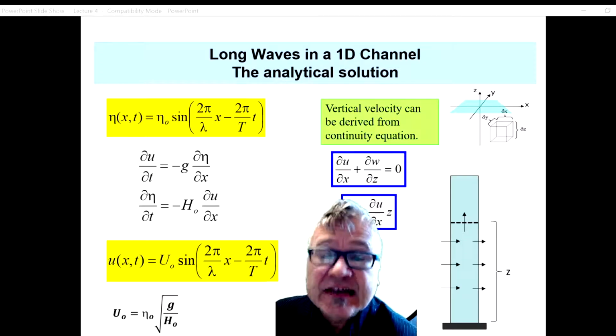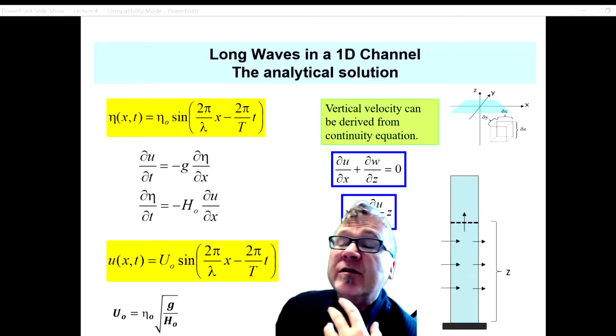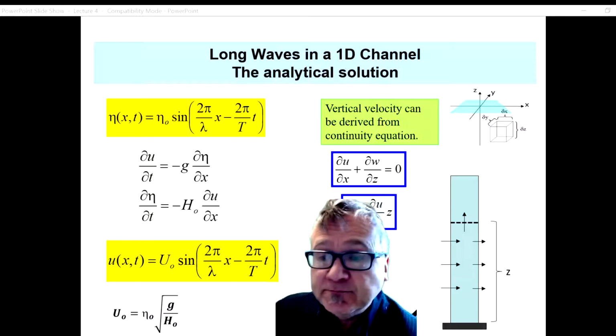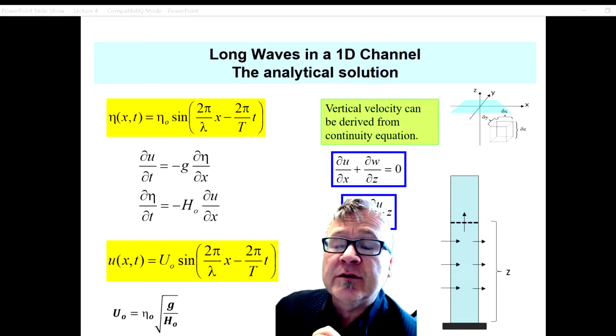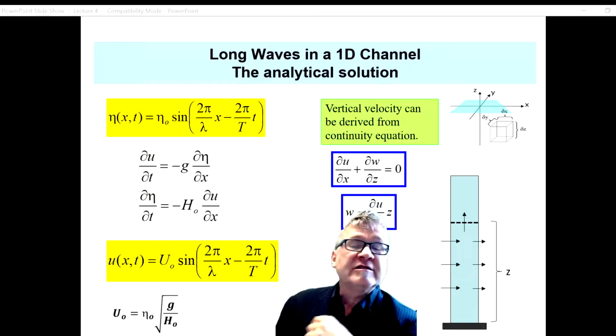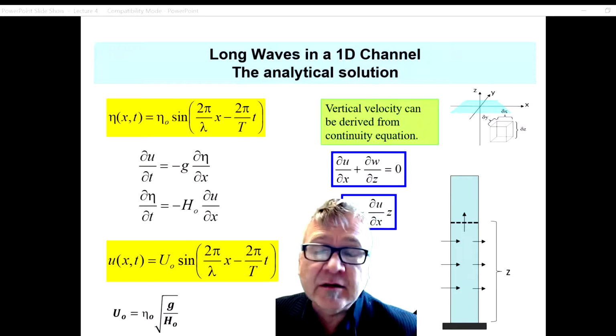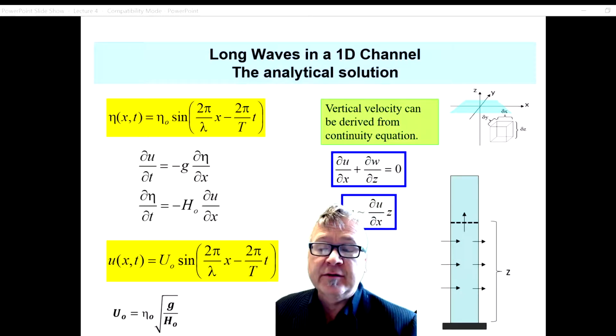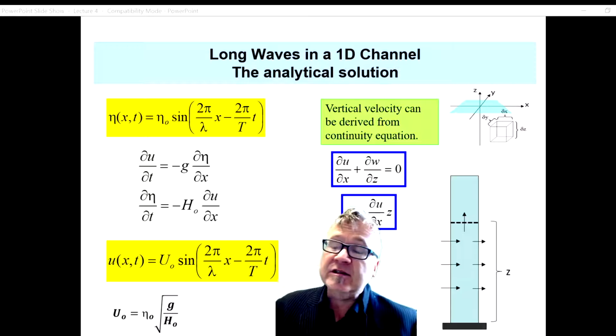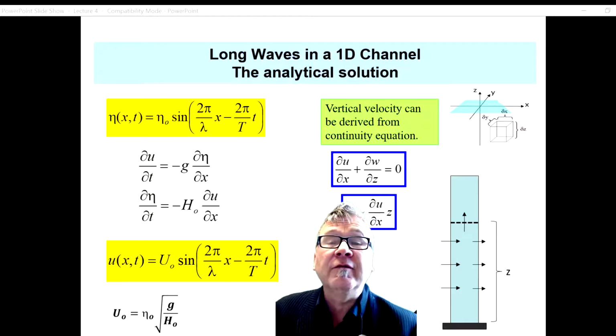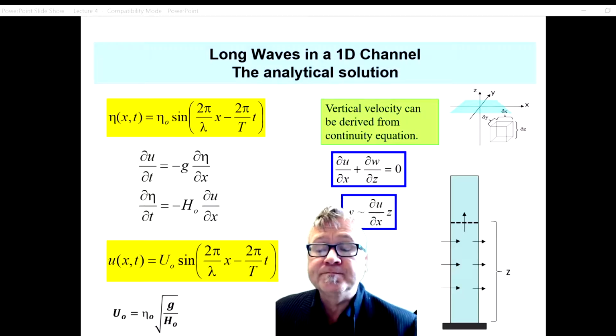Okay, and that's what's done here on this slide. So you have the analytical solution for eta, for the sea level elevation shown at the top. You have your governing equations. You plug in the eta onto the right side of the first equation, and then you get a solution for the horizontal velocity component u.